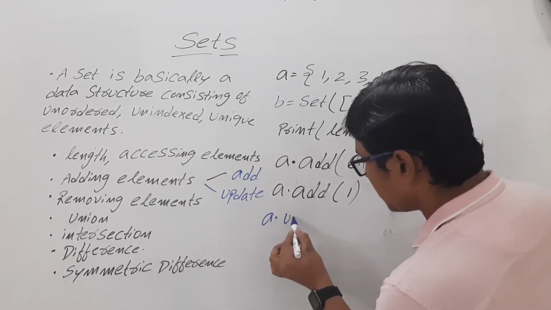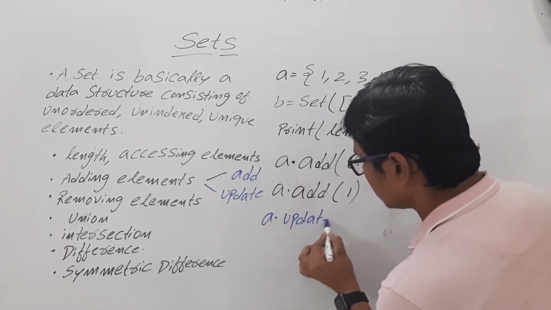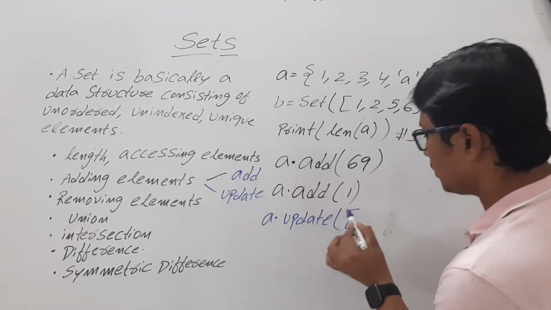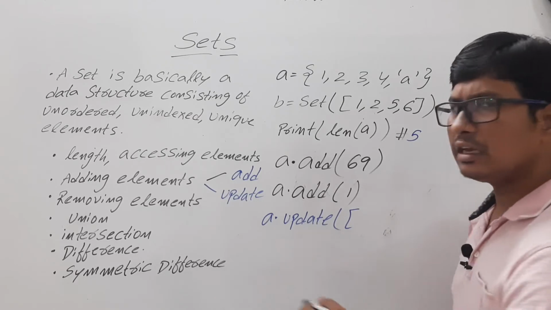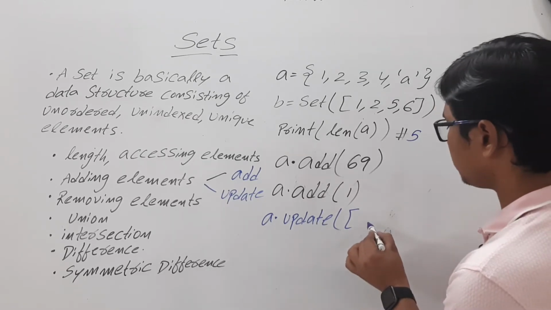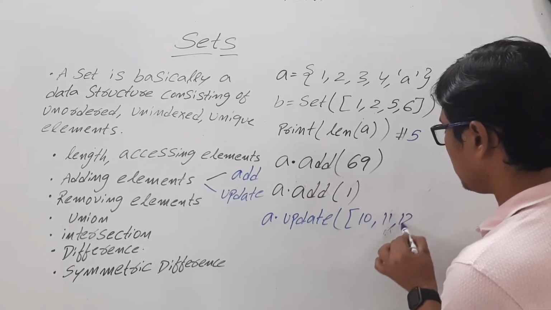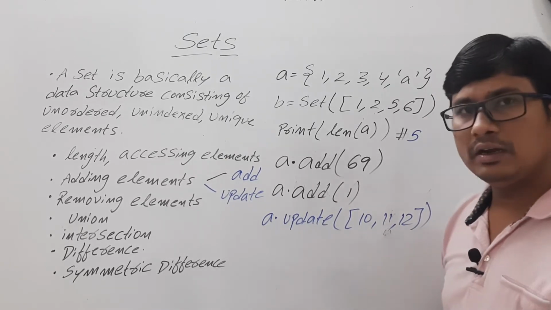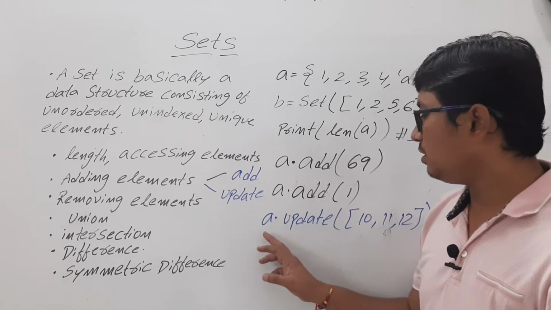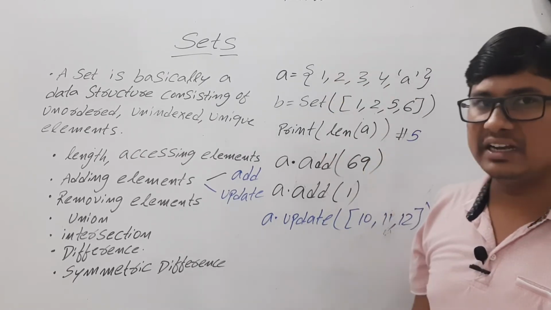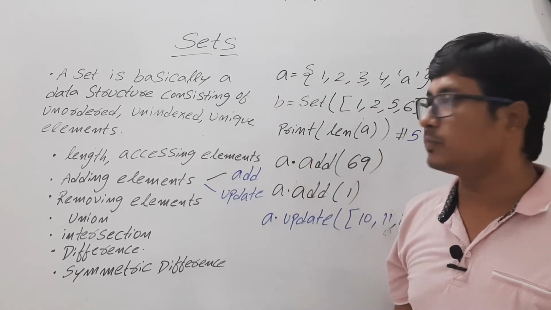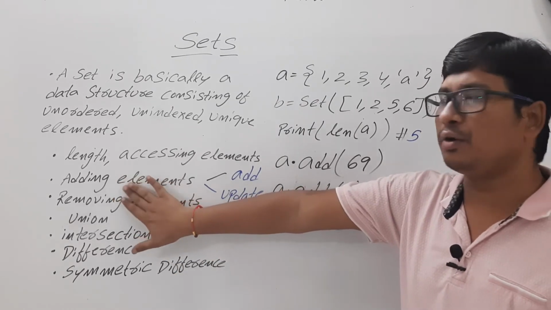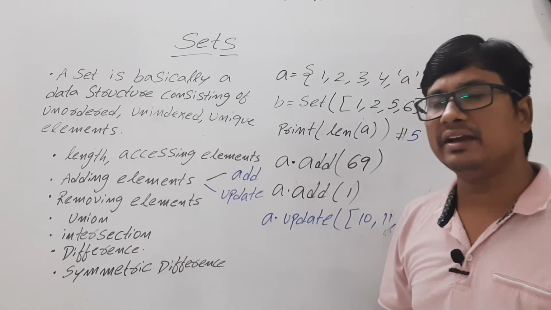If you want to add more than one element in the set, then you can use this update. You can write the braces. What are the elements you want to add? Suppose let me add 10, 11, 12. All these elements I can write within these braces by giving a comma between them. So all these elements will be added into the set A. Is it clear? I hope you have understood how you can add with the help of add and update.